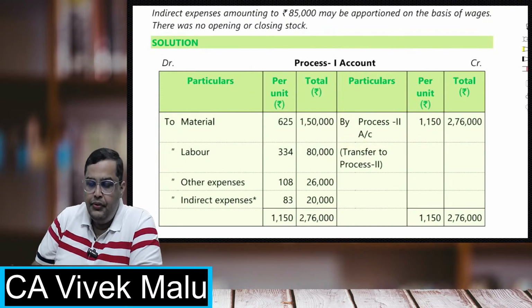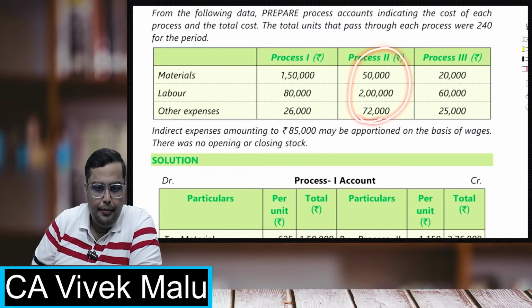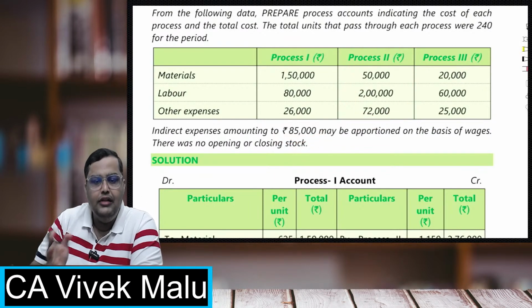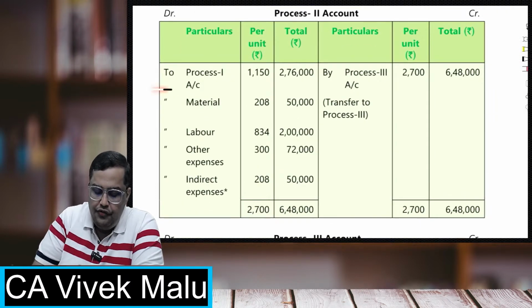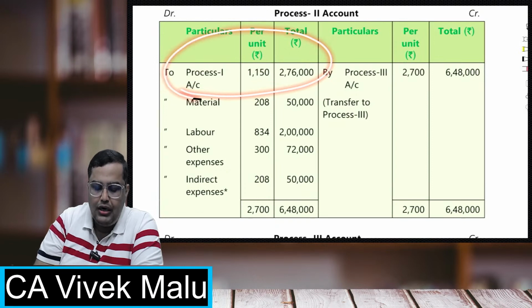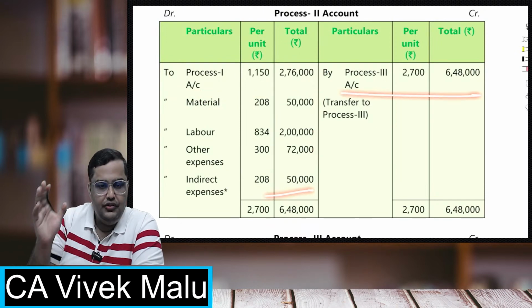Now what will happen in process 2? These are the three expenses that are going to be incurred, plus the share of indirect expenses, and plus the output transferred from process 1 that will also come to the debit side. Now see this. If this is the process 2 account, first is the output of the process 1 account, which is transferred to the process 2 account. It will come to the debit side. Then you will add the material, labor and other expenses, obviously with indirect expenses. And then this output will be transferred to process 3.